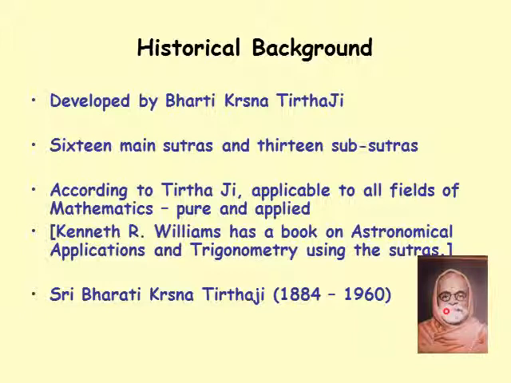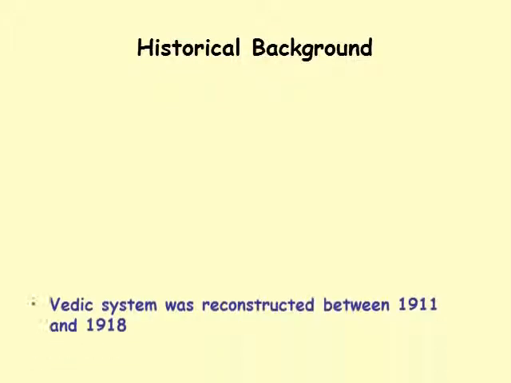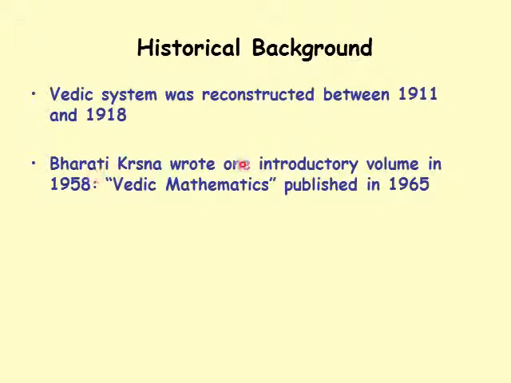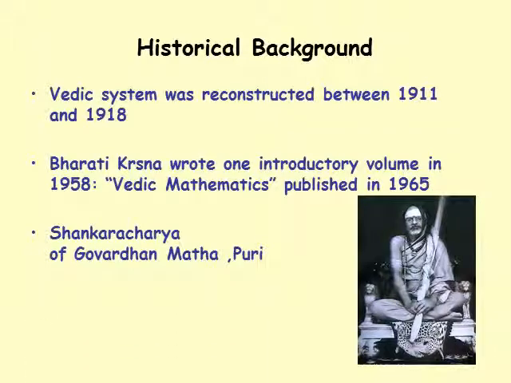This is one of his pictures. Some more historical background. Vedic system was reconstructed between 1911 and 1918. Bharti Krishna wrote one book, volume one, in Vedic mathematics. The book was published in 1965. Let's continue. Tirtha ji was Sankaracharya of Puri Math. This is another of his pictures.